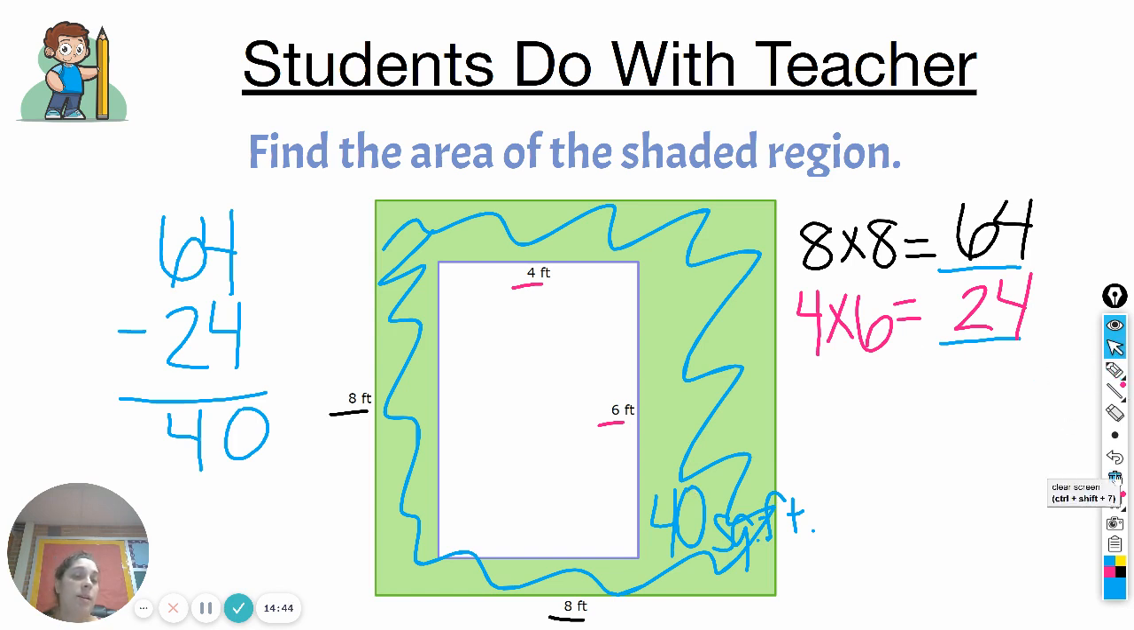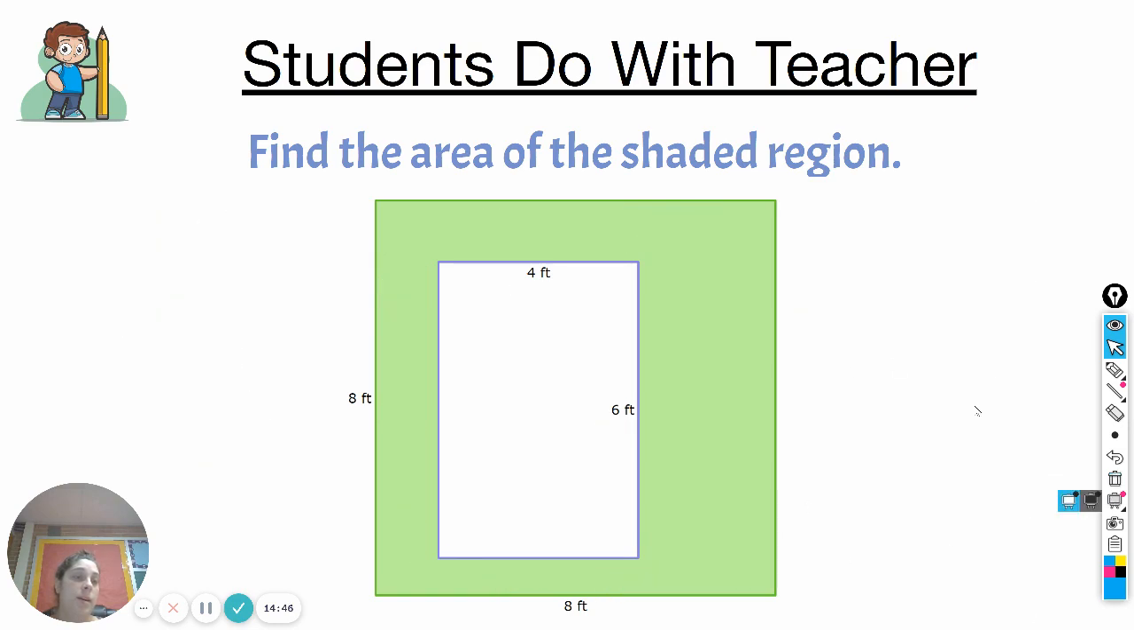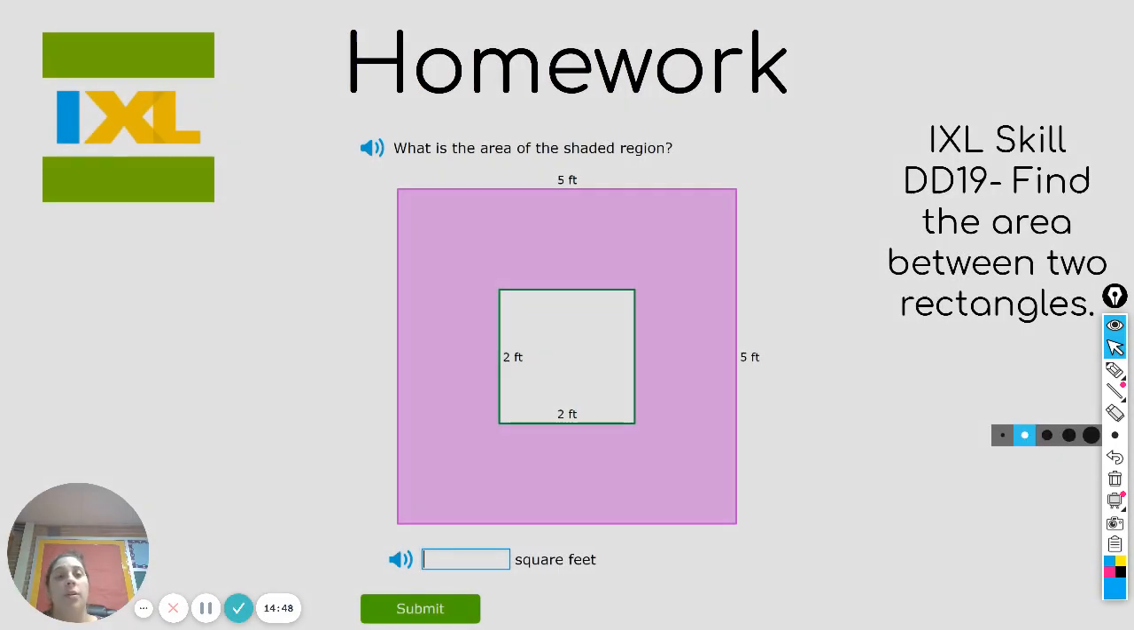Okay, let's go ahead and talk about what you're doing on your own today. IXL skill DD 19, which is find the area between two rectangles. So you're going to be doing just what we were doing. The question is, what is the area of the shaded region? So you're going to find the area of the big rectangle first. In this case, it would be 5 times 5. Then figure out the area of the little rectangle, 2 times 2, which these are actually both squares.